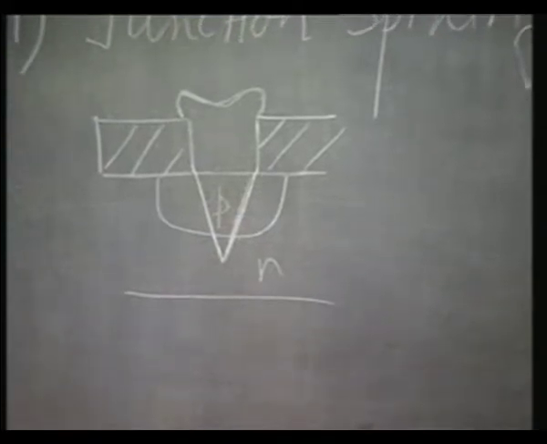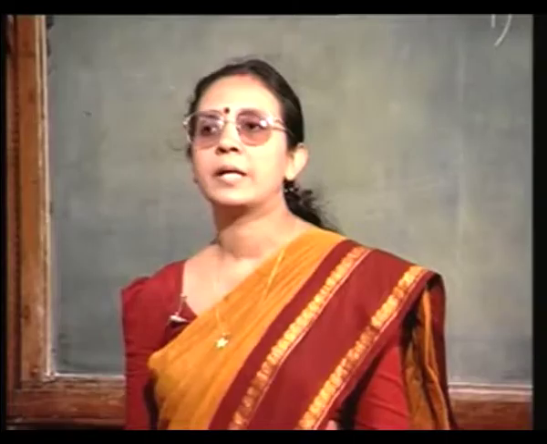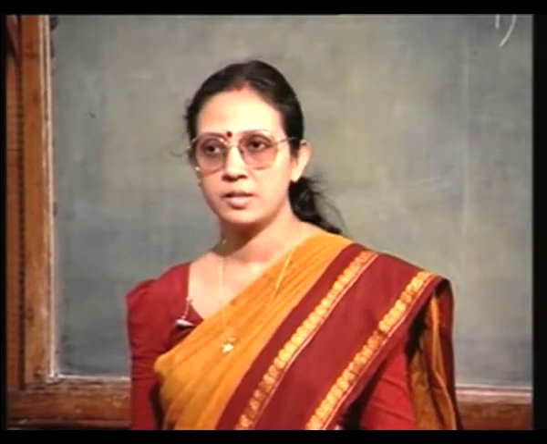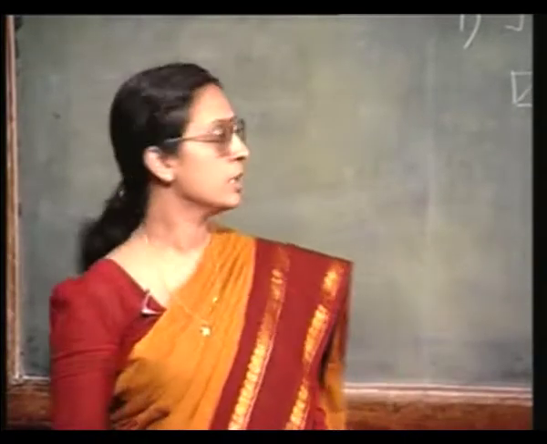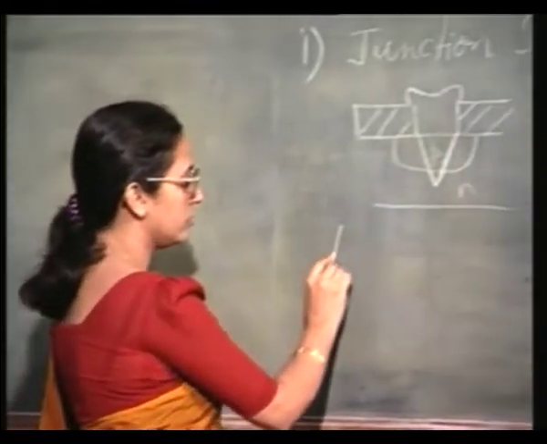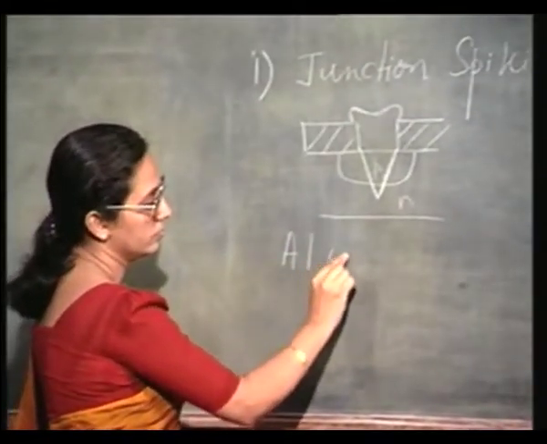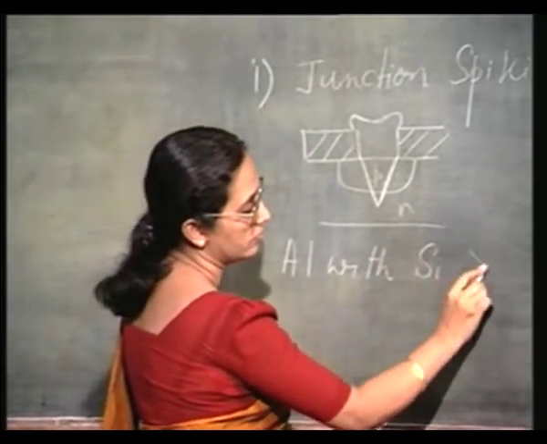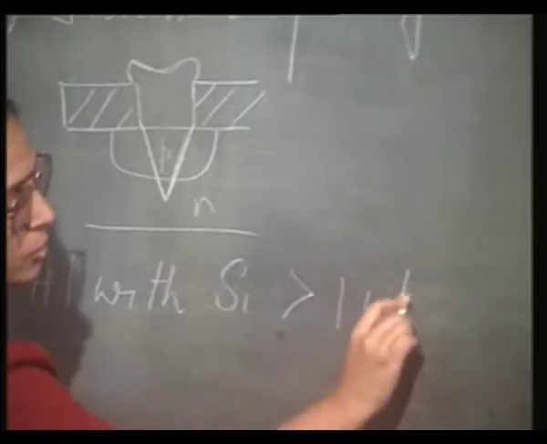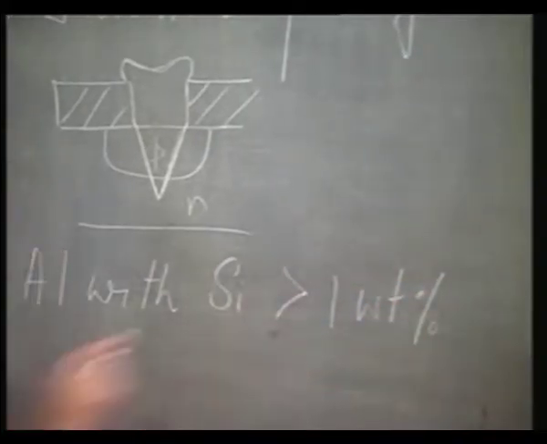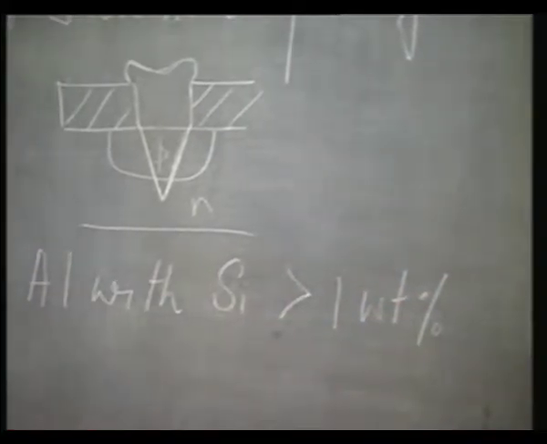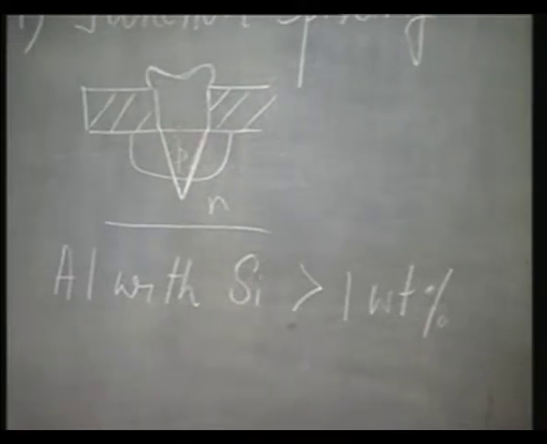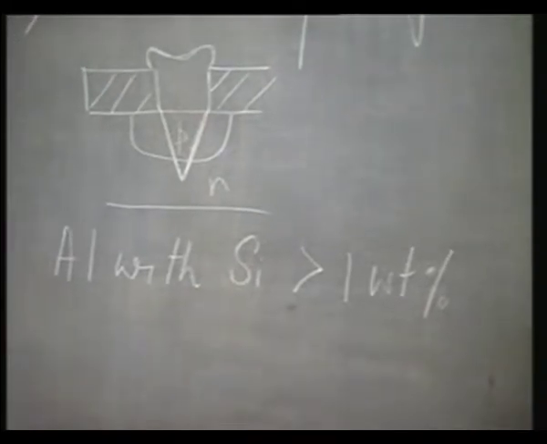So, one possibility is the metal itself must contain some amount of silicon, and usually you have to give sufficient amount of silicon. 1 weight percent of silicon is provided with aluminum, so that it does not need to take any silicon from the substrate.